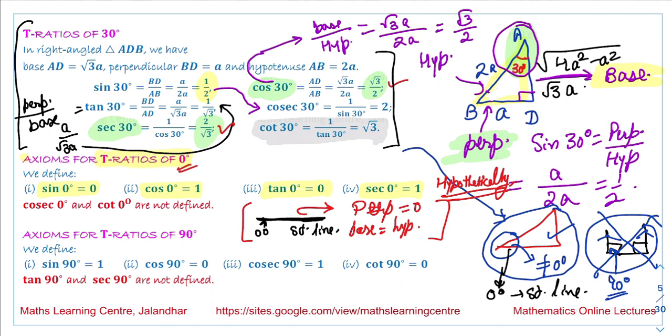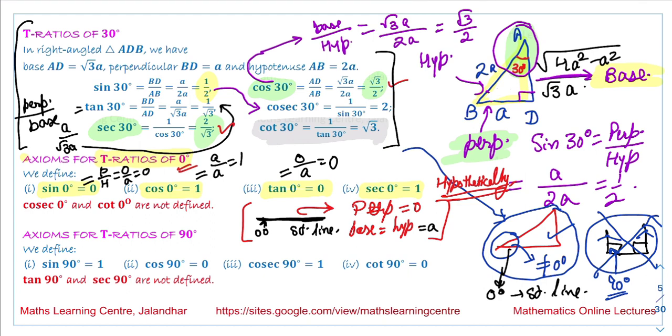So if we have to calculate the value of sine 0 degree, it is perpendicular over hypotenuse. The value of perpendicular is 0, so the answer we will get is 0. When we are talking about cos 0 degree, it is base over hypotenuse, and the answer is 1. And tan 0 degree is perpendicular over base, and the answer is 0.